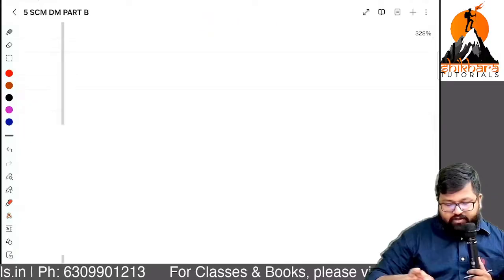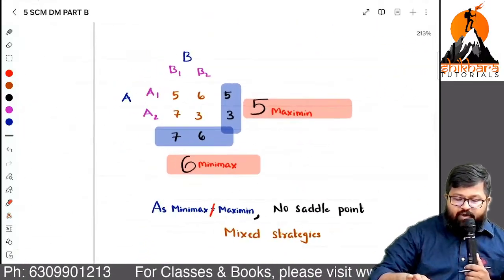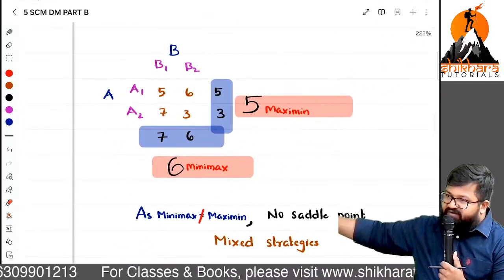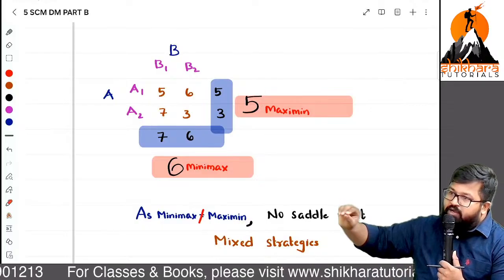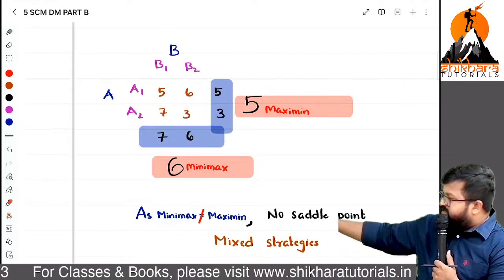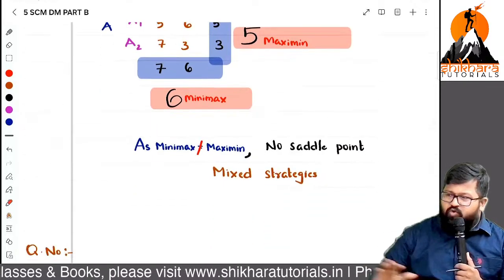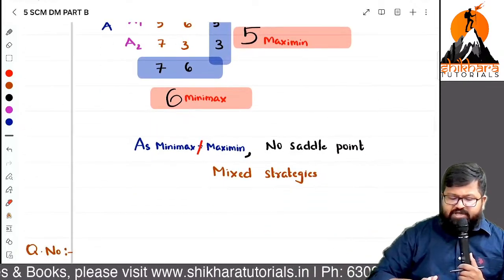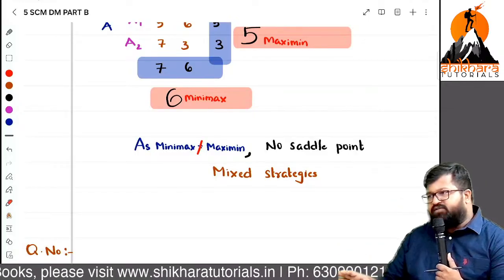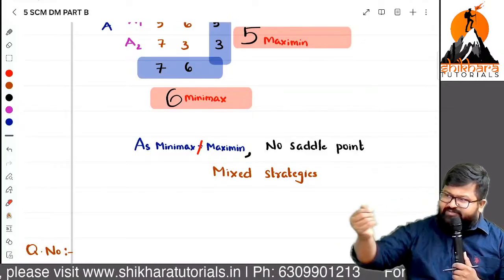So if it is clear, what we have done, I am showing there. We identified the row minimum and column maximum, and minimax is not equal to maximin. As it is not equal, there is no saddle point. So which comes into the scenario? Mixed strategies, the first method I explained to you simply.